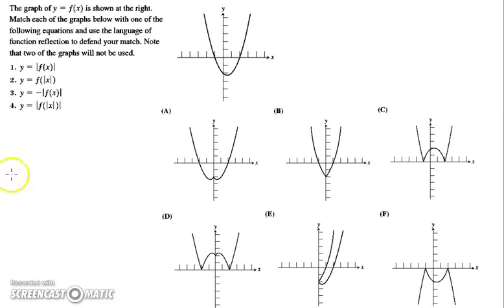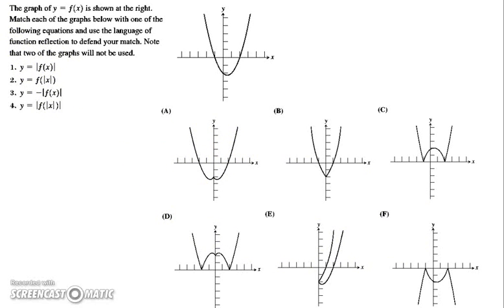So over here to the right, we have a graph of f of x, and we have four problems down here: absolute value of f of x, f of the absolute value of x, negative absolute value of f of x, and the absolute value of f of the absolute value of x. So we have to try to match these graphs here with these things here. Now obviously there are 6 options for problems. 2 of these things aren't going to be used.